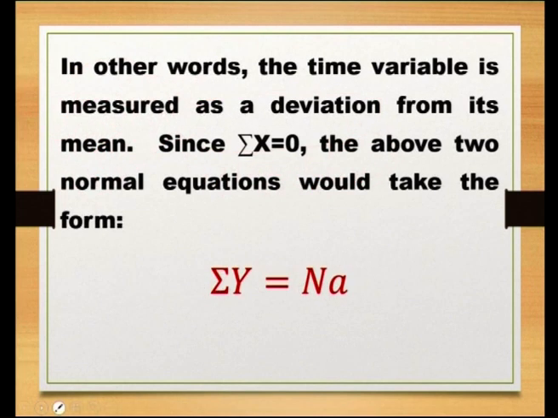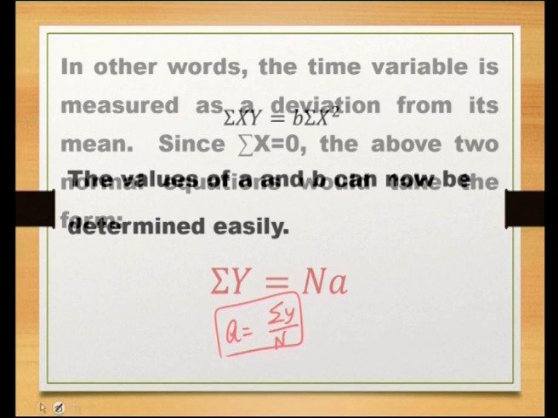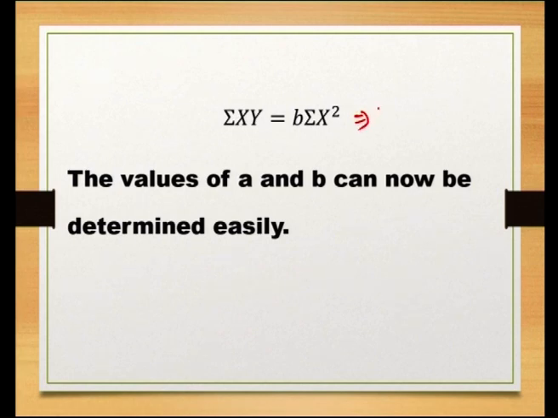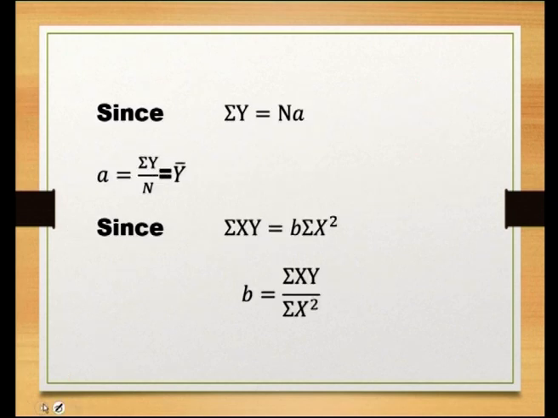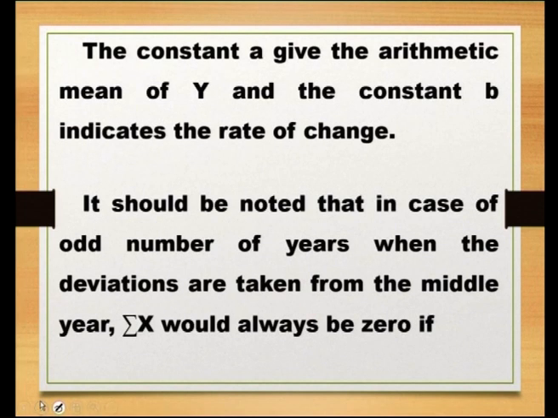Summation y is equal to n into a, so that a is equal to summation y by n. Summation xy is equal to b into summation x square. Therefore, b is equal to summation xy by summation x square. The values of a and b can now be easily determined. That is what is given here. Summation y by n gives y bar. The constant a gives the arithmetic mean of y, and the constant b indicates the rate of change.